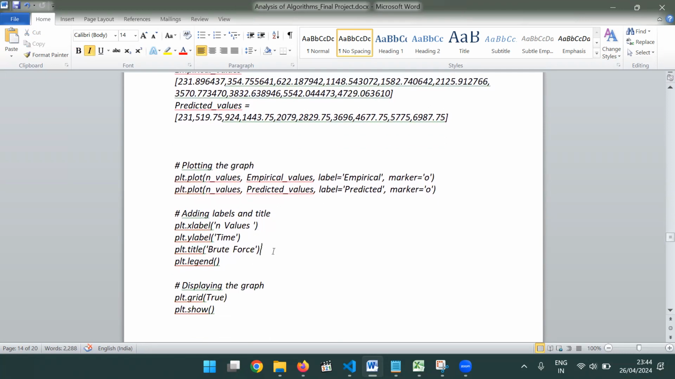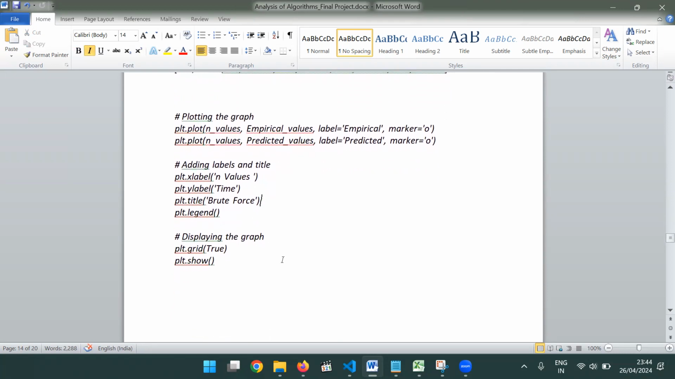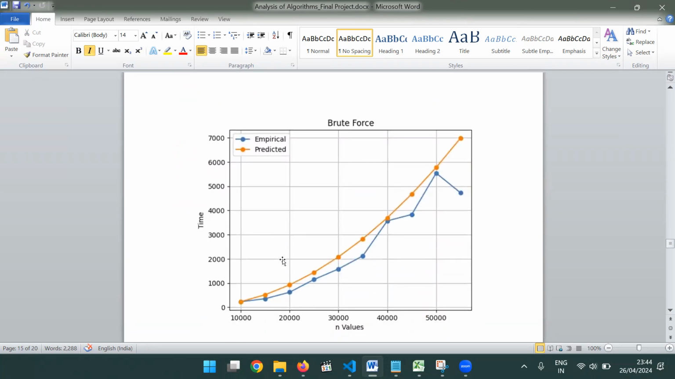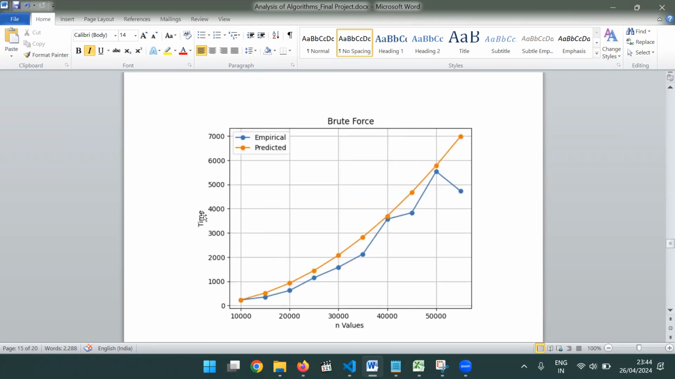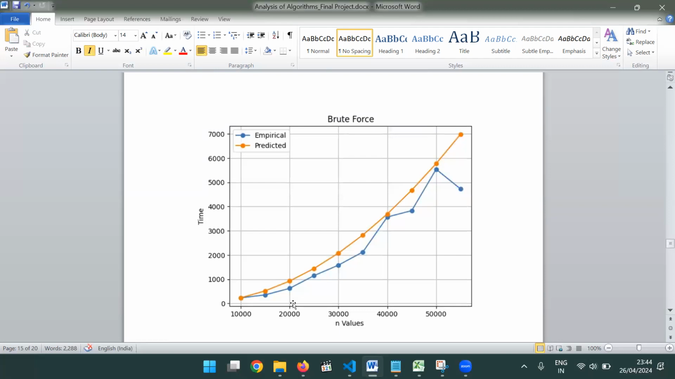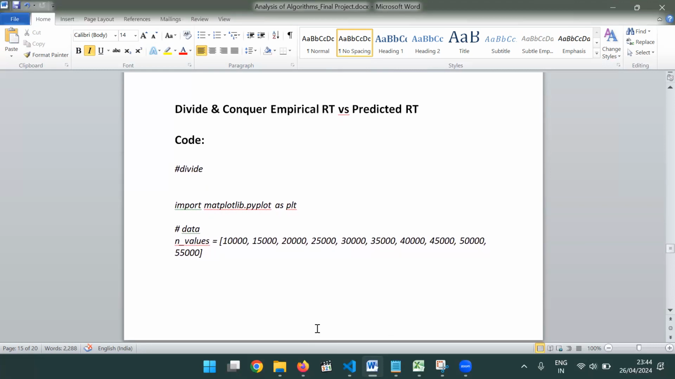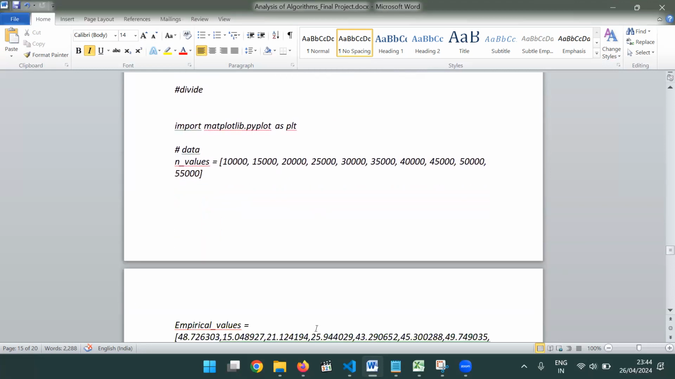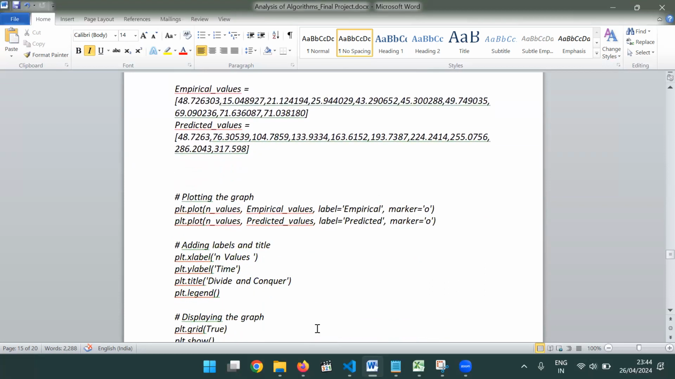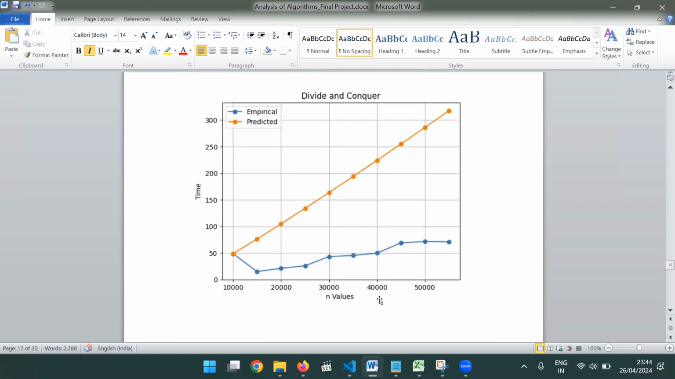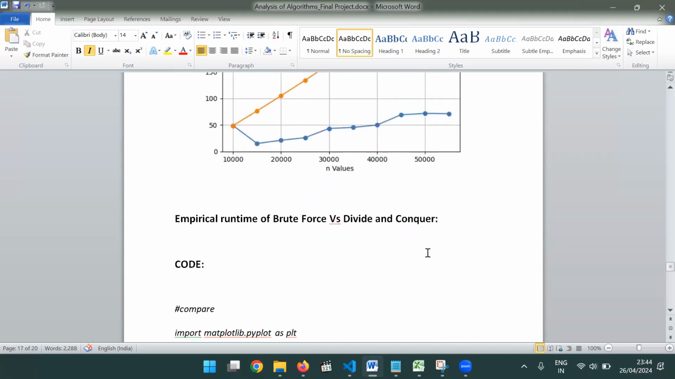I have given the labels and values on the x-axis and time on the y-axis. And I have given the title as brute force. The same way the output has come: brute force with n values on the x-axis and time on the y-axis. And for divide and conquer, the empirical values and predicted values. In the same case, I have given the screenshot according to that. The predicted value is going straight, and the empirical values have a few deviations on the x-axis.